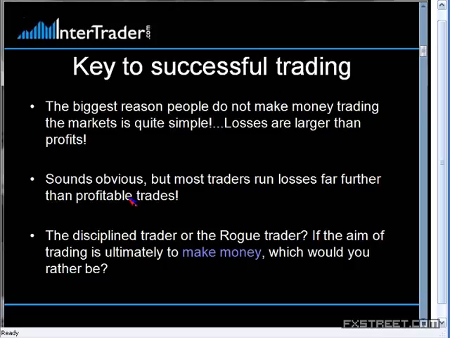So what we have to understand is that if we don't catch the initial move, it's certainly not the end of the opportunity to make money. And when the markets are extending and are moving quite aggressively in one direction, there will be more than one opportunity to get involved and to trade the overall move.